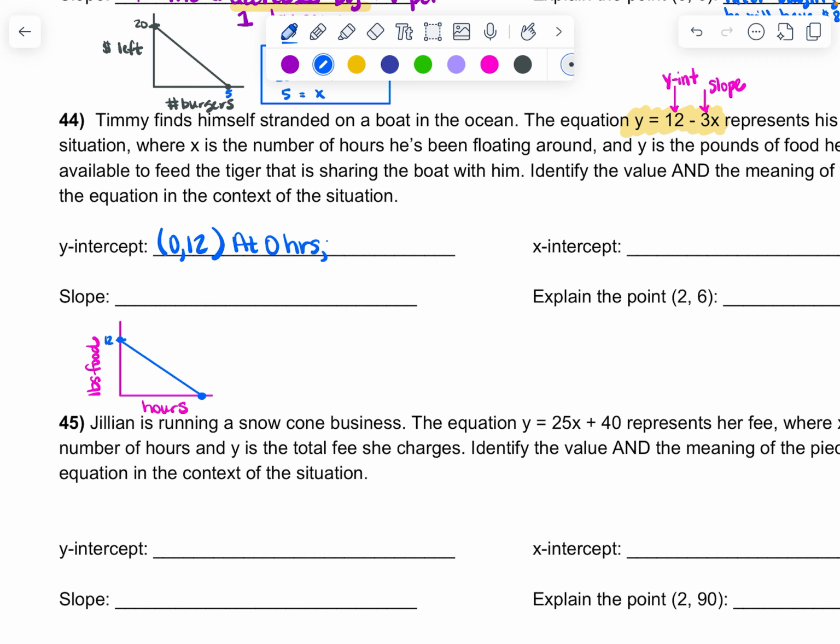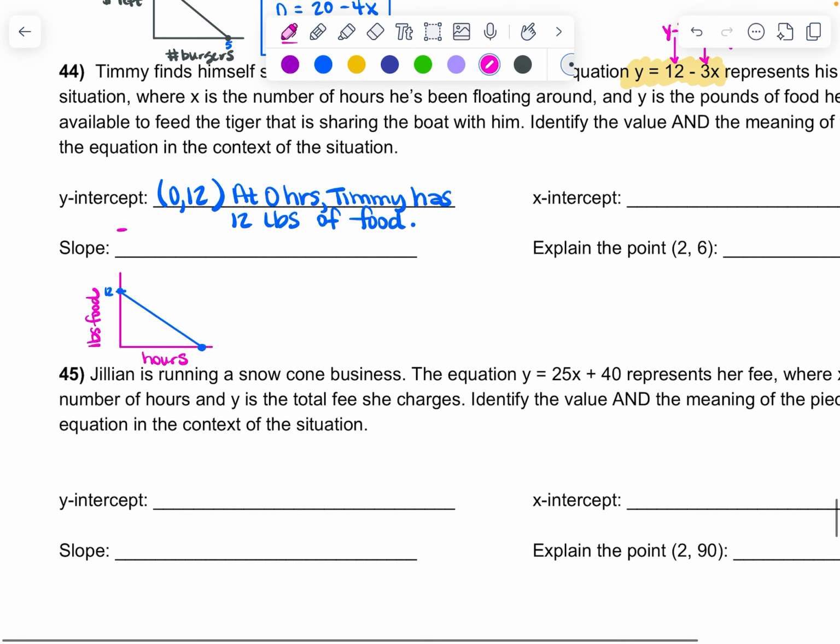So he starts with 12 pounds of food, or you can say at 0 hours, Timmy has 12 pounds of food. And you could say for the tiger or whatever, I don't really care. Or you could say Timmy starts with 12 pounds of food. It's the same exact thing.